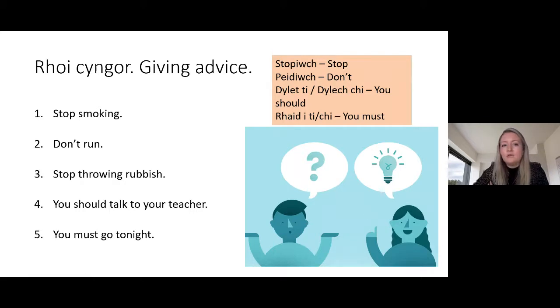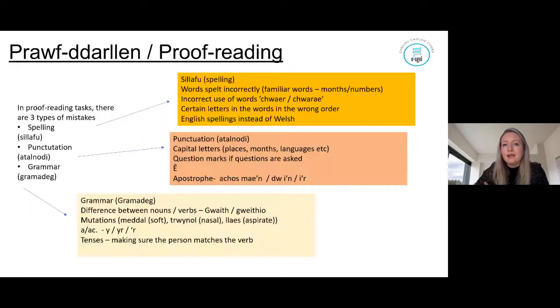So let's have a look, moving on then, at proofreading tasks. So proofreading tasks, or correction tasks, include three different types of mistakes. And they tell you those in bullet points at the top of the question. So they have spelling, camgymeriadau sillafu, punctuation, atalnodi, and gramadeg, grammar errors.